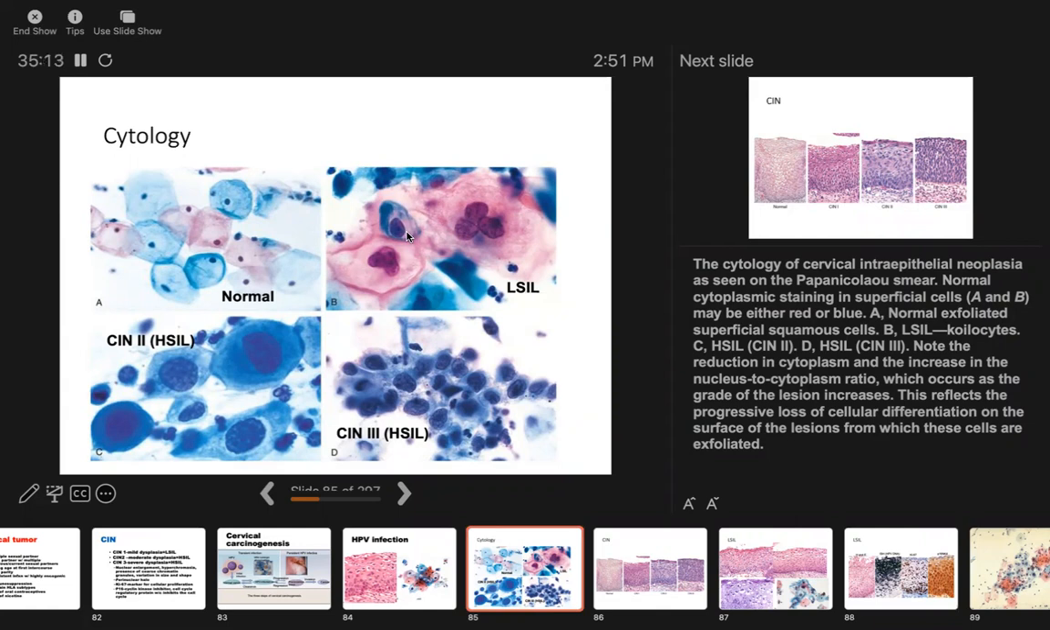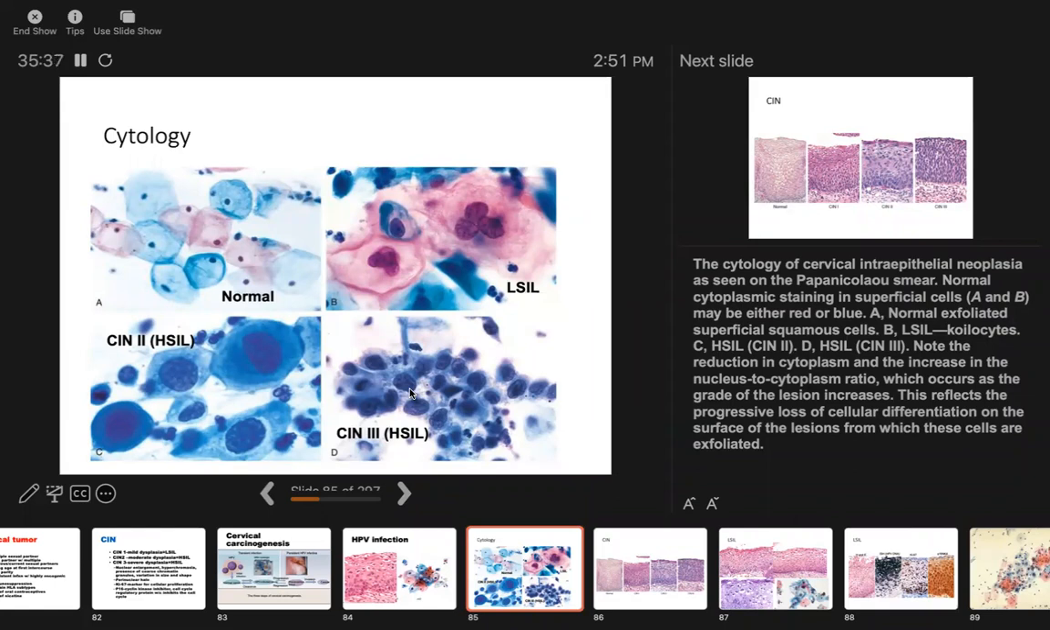As it goes up, CIN 2 and 3, this is HSIL. It's very easy to recognize. Why? Because the nuclei is basically what you will watch out for. As the nucleus increases, the cytoplasm decreases. So that in a CIN3 HSIL cell, that is the cell with a lesser amount of cytoplasm and a bigger amount of nuclei occupying the diameter of the cell.